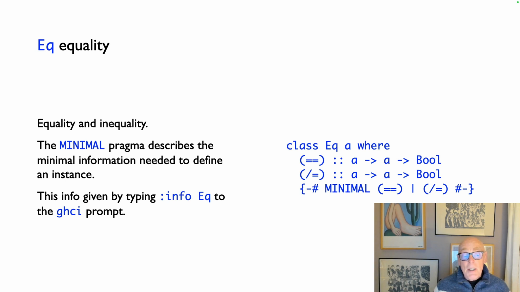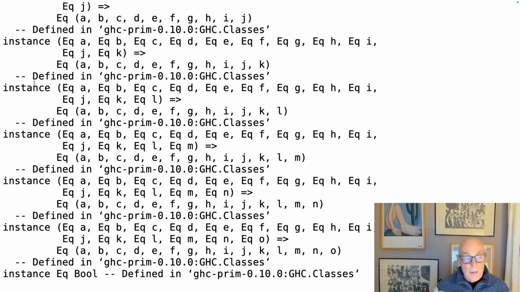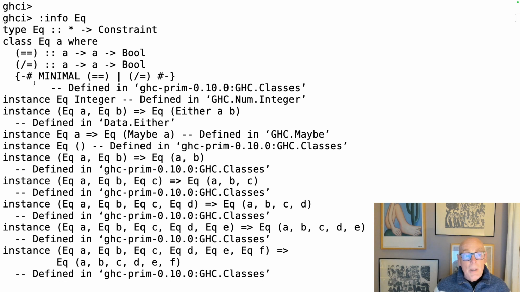The other thing to say is that this information is given by typing :info Eq at the GHCi prompt. Let's just take a look at that, because it doesn't only give us that information, but it gives us information about all the instances among the built-in types. So if we type :info Eq, we get screenfuls of information, but let's scroll back to the beginning. What we get is the definition of the class, Eq a, and it tells us about the two functions that are in the interface in the class declaration, and gives minimal, and then it gives us a whole lot of instances. It says Integer is an instance of Eq.